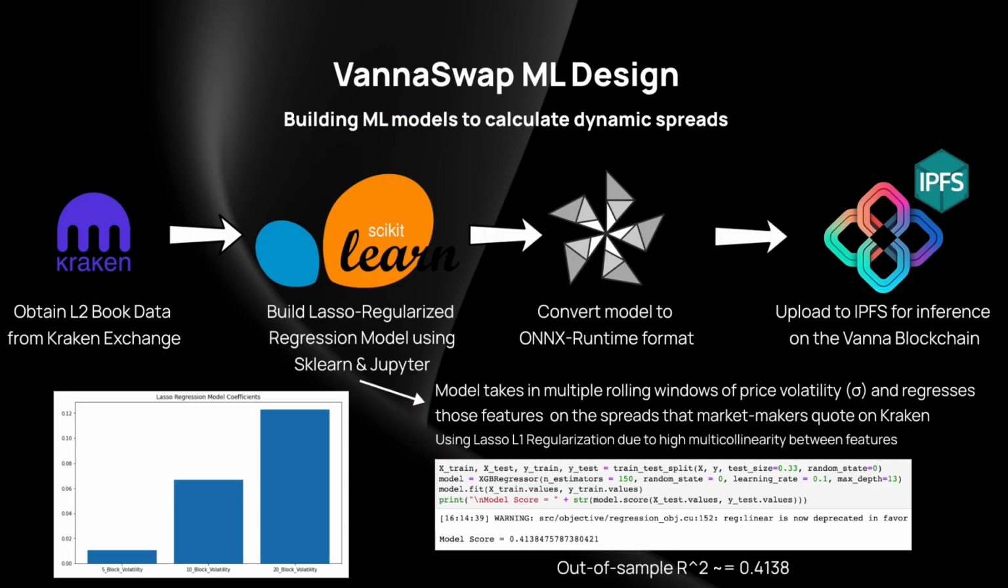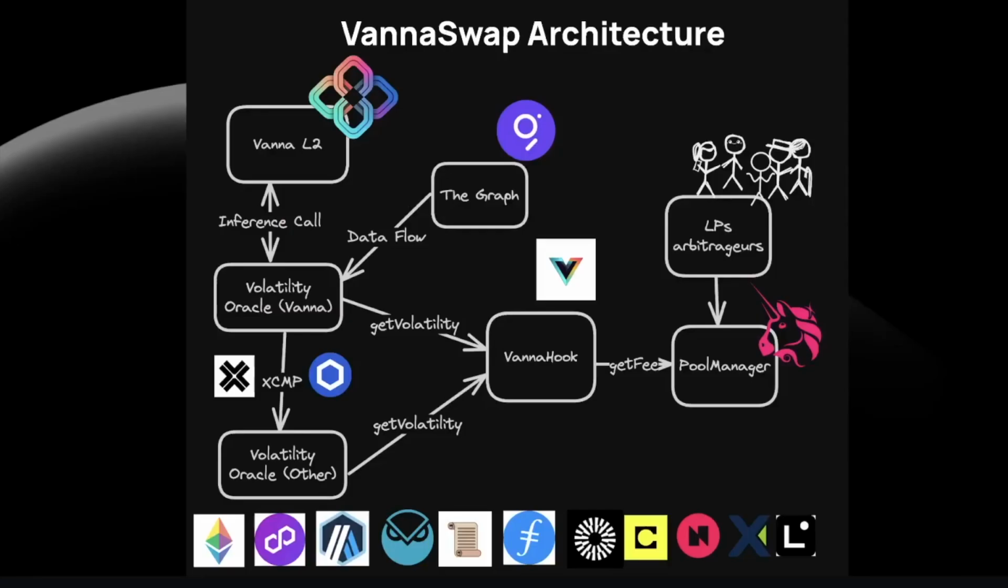To create VannaSwap's on-chain machine learning model, we first grab L2 order book data from Kraken. We build a linear regression model that's lasso regularized using sklearn, and then we convert it to ONNX runtime format, and finally upload it to IPFS for inference on-chain on the Vanna Blockchain.